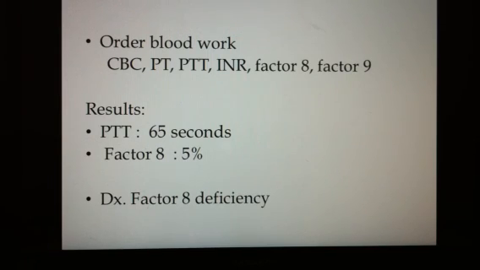So make sure you pay attention to all these scenarios and go according to the scenario.